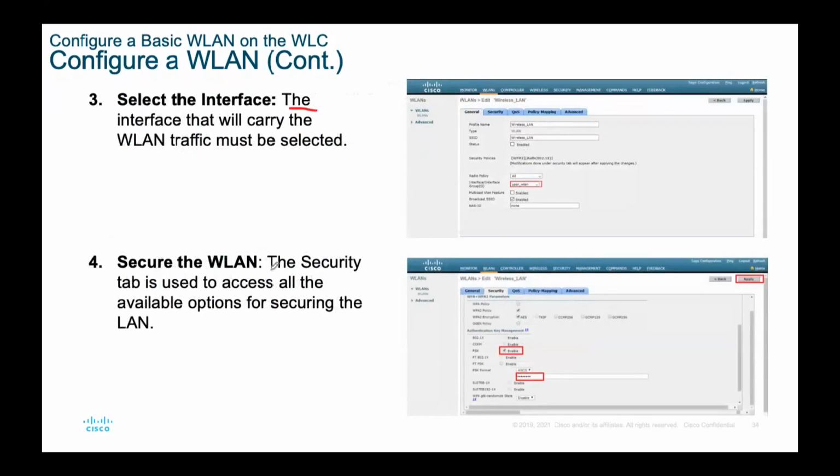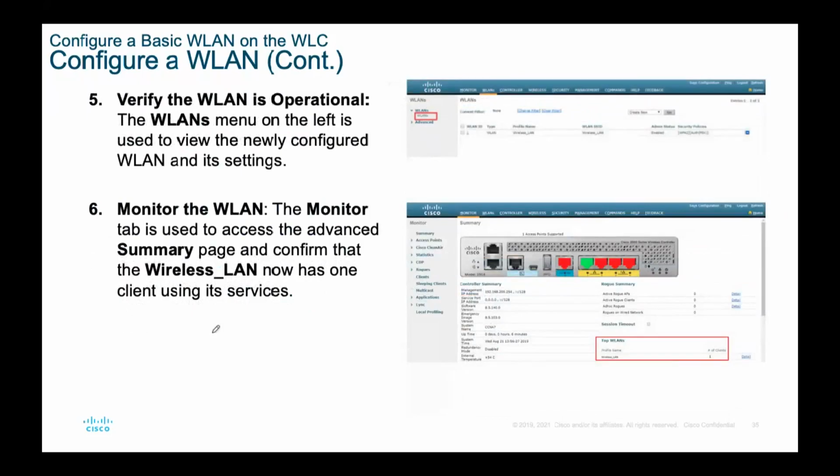Next, secure the wireless LAN. The Security tab is used to access all the available options for securing the LAN. Step 5, verify the wireless LAN is operational. The wireless LAN menu on the left is used to view the newly configured wireless LAN and its settings. Next, monitor the wireless LAN. The Monitor tab is used to access the advanced summary page and confirm that the wireless LAN now has one client using its services.